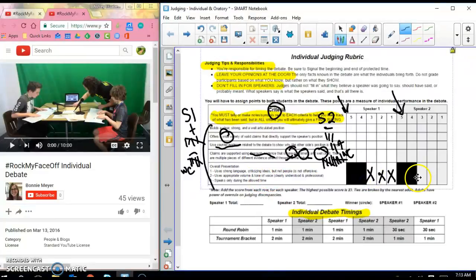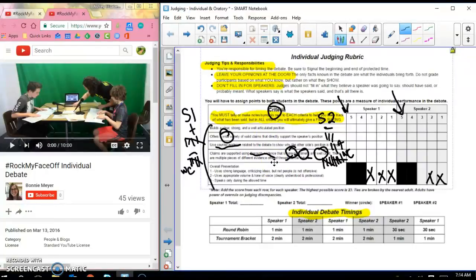So it's possible that both people could get a 3 out of 3 here, or if one of the speakers speaks longer than their minute or 30 seconds, maybe you take that off. Either way, you just want to be paying attention to that. You're probably going to be marking these at the very end of the debate, whereas the 4 criteria up at the top, I would expect to see notations throughout the entire debate.